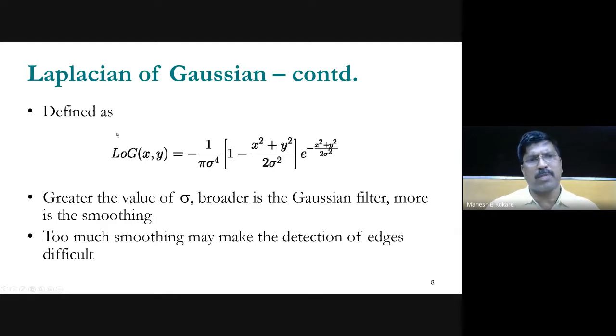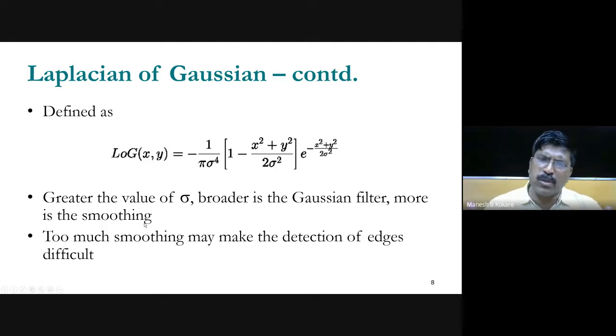Mathematically, in the two-dimensional case, the Laplacian of Gaussian is defined as minus 1 upon pi sigma raised to 4, times 1 minus (x square plus y square) divided by 2 sigma square, times e raised to minus (x square plus y square) divided by 2 sigma square. Sigma is the standard deviation of the Gaussian filter. If you consider a larger value of sigma, you consider more neighboring pixels in the image, and with more pixels you get more smoothing.